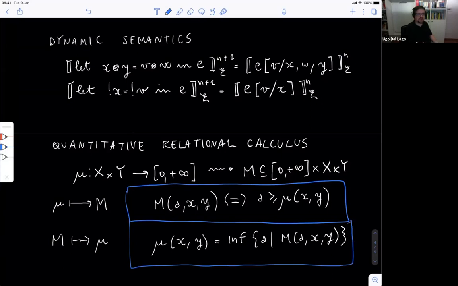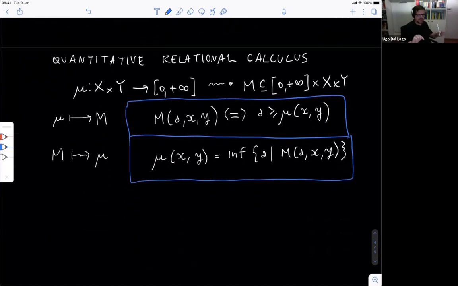And the correspondence is tight once you restrict it to ternary relations which are monotone and continuous in the first argument. This way, the two definitions are one the same as the other, modulo this double translation. Okay, wonderful. So this means that we can talk about distances by just talking about ternary relations.